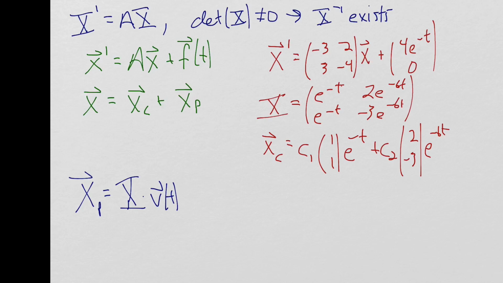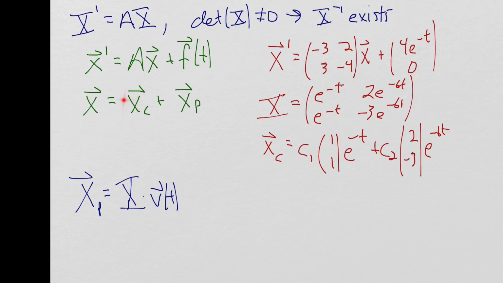The next thing I'm going to try and convince you of is that XP can be written as the fundamental matrix times some arbitrary vector V. And that little vector V is going to be the key to our variation of parameters. Also, remember, X prime is AX plus some input, some external force. And then the solution to that is going to be X equals XC plus an XP. Same as undetermined coefficients type things when we weren't in systems, right?